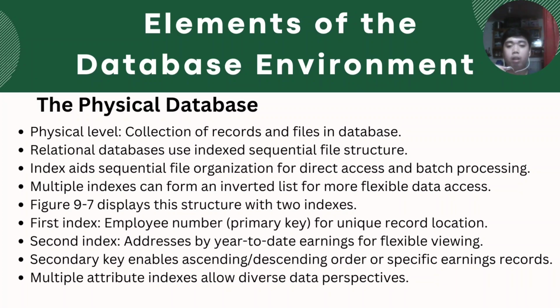In Figure 9.7, we can observe the utilization of two indexes. The first index contains employee numbers serving as primary keys that enable the unique identification of records within the file. And the second index arranges the record addresses based on year-to-date earnings. This field, used as a secondary key, allows employee records to be sorted either in ascending or descending order according to their earnings. The secondary key also permits the display of individual records with specific earnings balances.